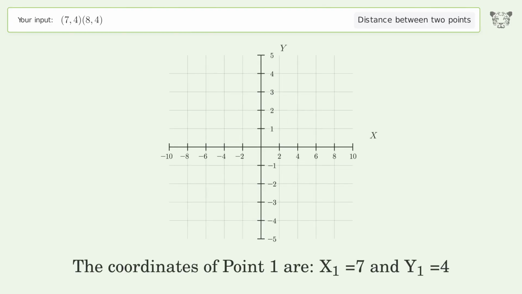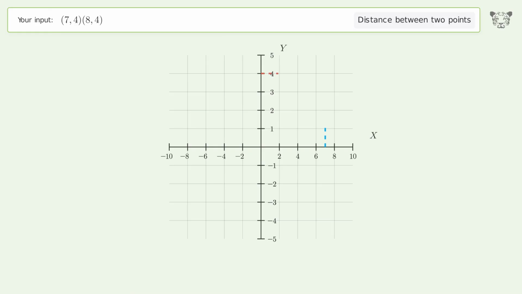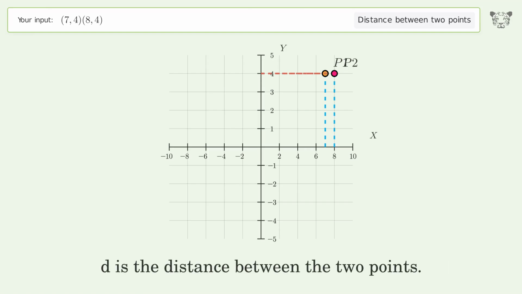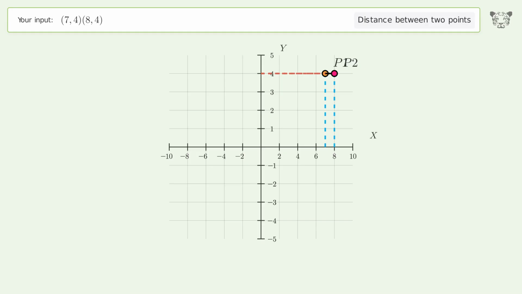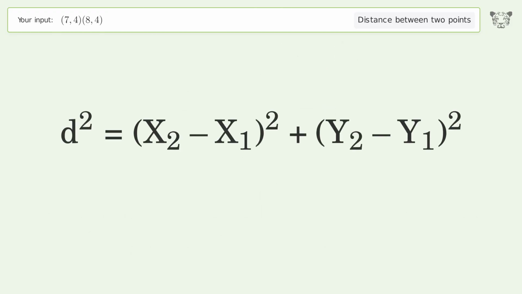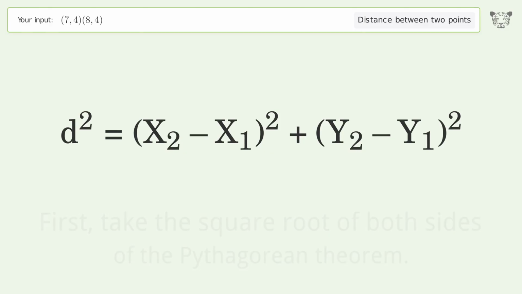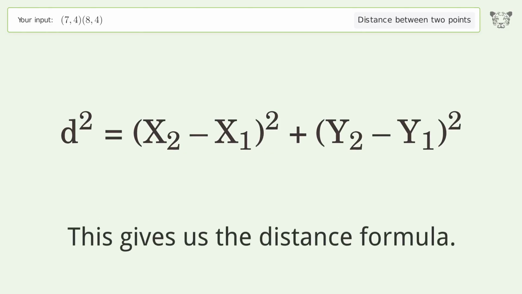The coordinates of point 1 are x1 equals 7 and y1 equals 4. The coordinates of point 2 are x2 equals 8 and y2 equals 4. D is the distance between the 2 points. First, take the square root of both sides of the Pythagorean theorem. This gives us the distance formula.